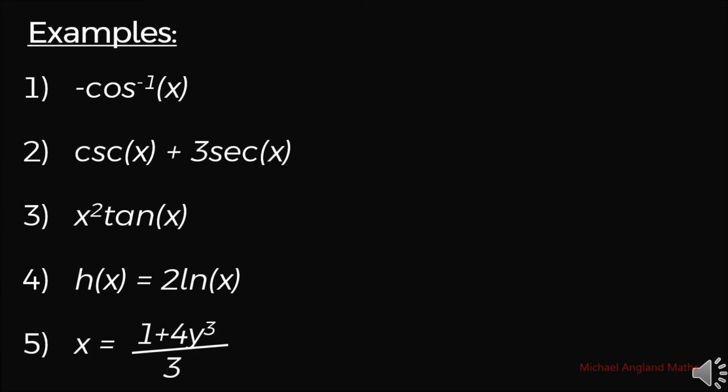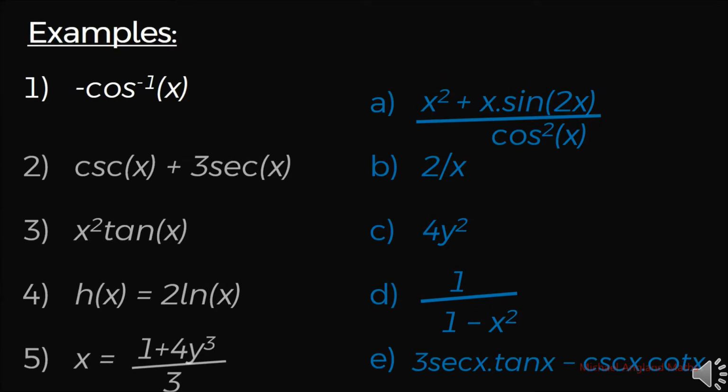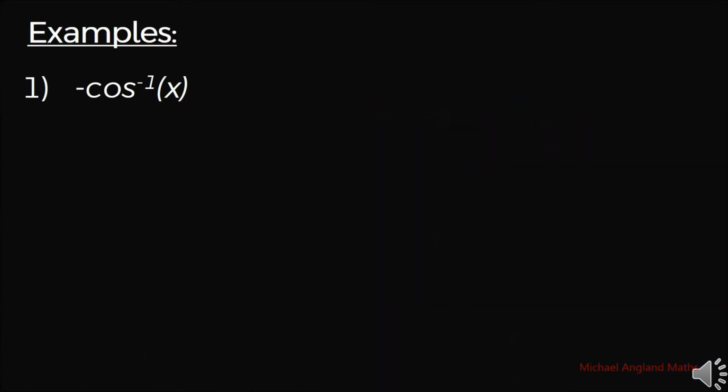And we will be differentiating these and rearranging them sufficiently, so that they match up with one of the answers on the right, as we see listed. So looking first of all at number 1, minus cosine, inverse cosine that is, of x.